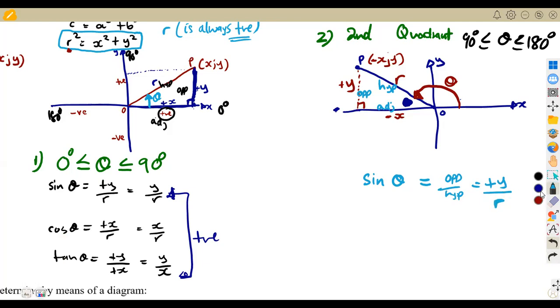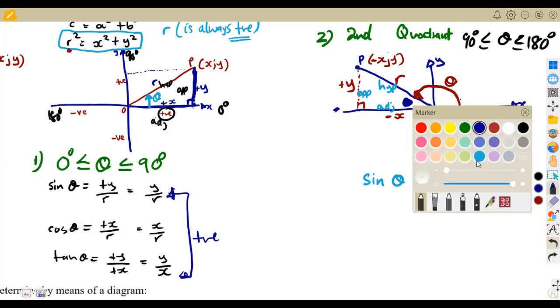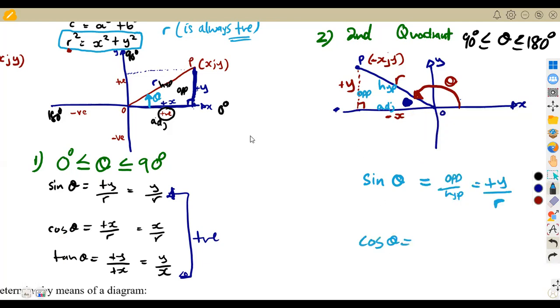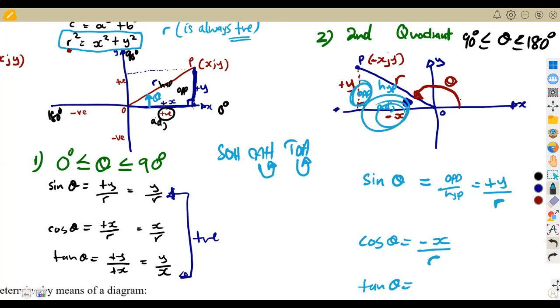All right, let's move on to cos theta and see what's going to happen with cos theta. The cosine of theta is given, remember guys, from our SOHCAHTOA concept, cos is adjacent over the hypotenuse. And our adjacent is a negative there. So it is going to be negative x over the hypotenuse. All right, let's see the tan of theta. The tan of theta is the opposite over the adjacent. The opposite is positive y in this case, but the adjacent is negative x.